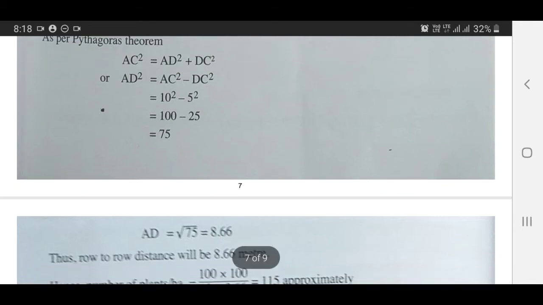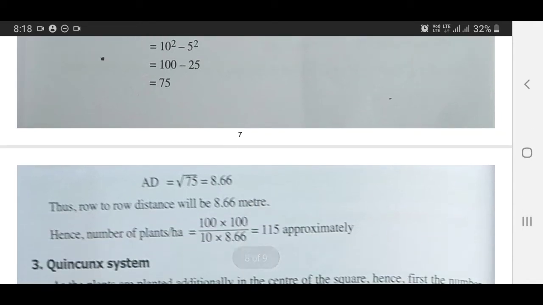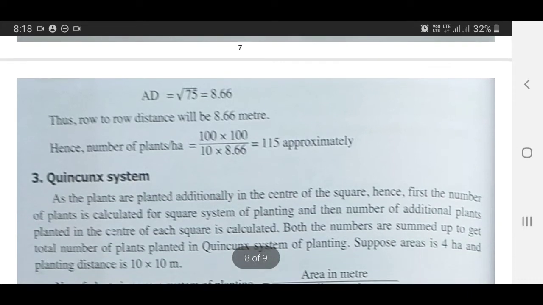Now calculate the AD. AD is equal to under root of 75. It comes to 8.66 meter. Thus now row to row distance will be 8.66 meter. Hence number of plants per hectare is equal to 100 by 100 divided by 10 into 8.66. It comes to 115 approximately.